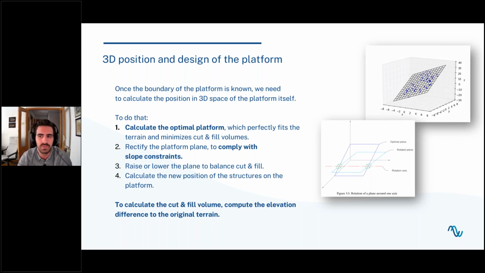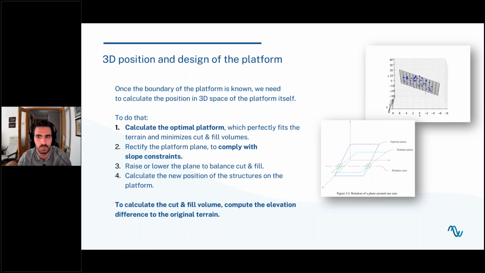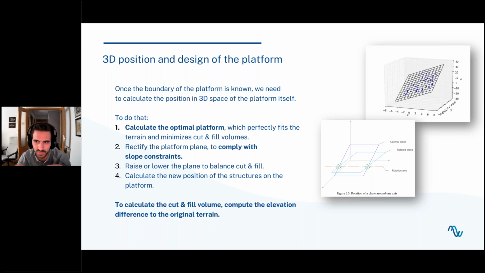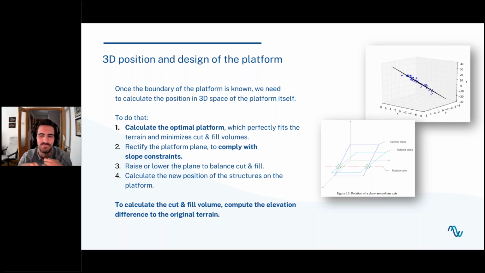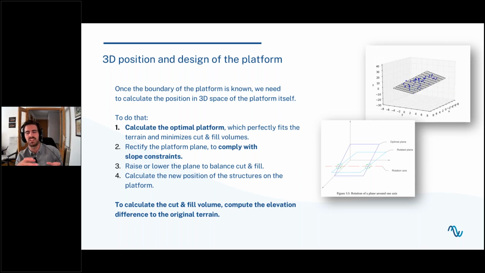So once we have the surface that we want to apply earthworks to, we need to compute the actual plane, right, which will be the earthworks platform. To do that, we compute a plane which matches the terrain surface as closely as possible. You can see that in the rotating thing on the right. And then we rectify the slope of the plane by matching the slopes which are the restriction of the structure.